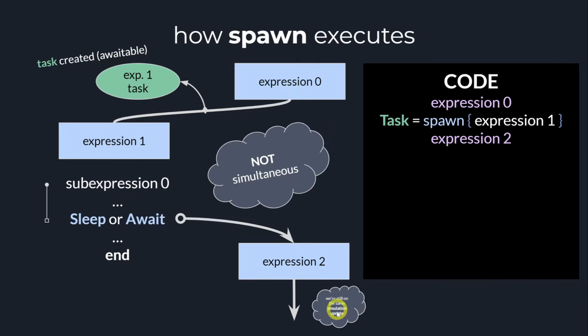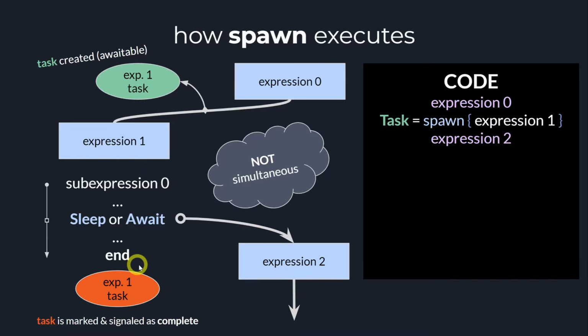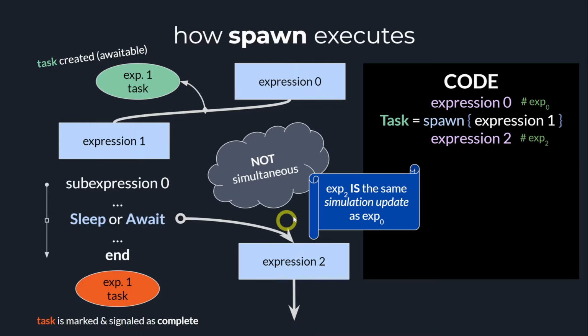So we're still on the same simulation update. We'll finish expression 2, we'll keep going, and then we'll continue on our way. But here we're waiting for sleep or await to finish, and then we'll continue once that's triggered. And then finally, when it ends, the task for expression 1 will be marked and signaled as complete. So if anything was waiting on the task, like await, it will be signaled and it will continue execution. And like I say here, expression 2 and expression 0 are the same simulation update like we talked about.